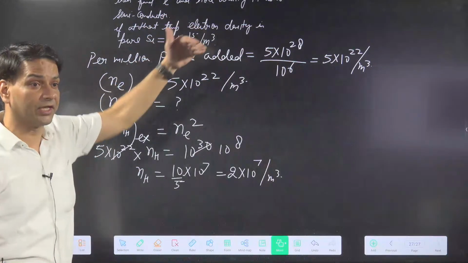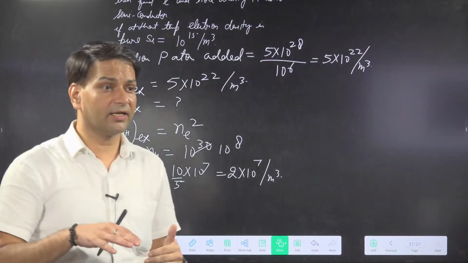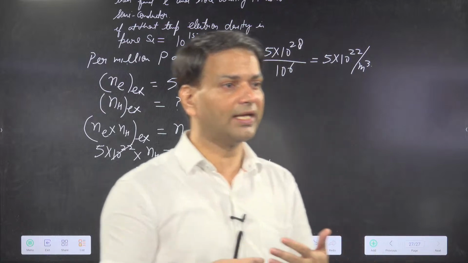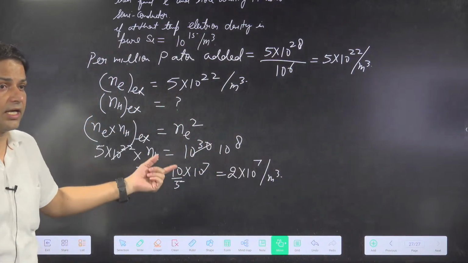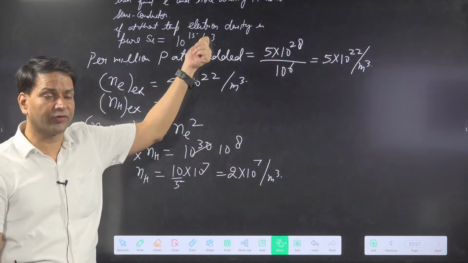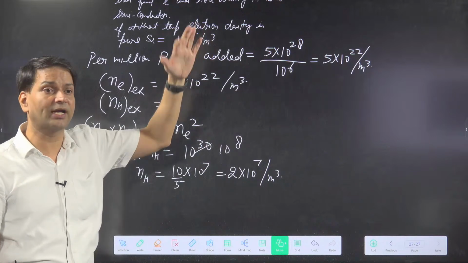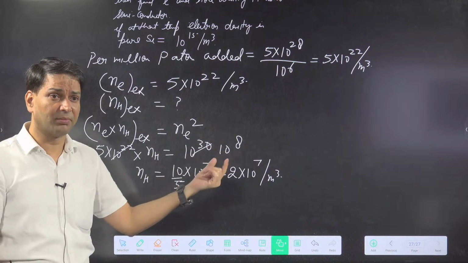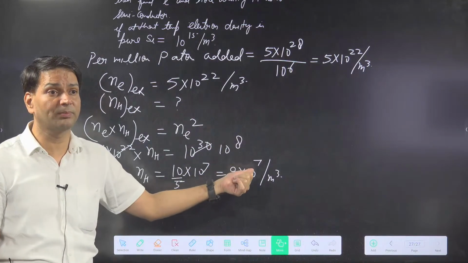Okay. Earlier, before adding, the hole density is 10 to the power 15 per meter cube. But after adding, electron is increasing. But why has the hole decreased? You can see here, before adding, we have 10 to the power 15 per meter cube number of electrons and number of holes. But after adding, electron increases, but hole becomes 2 into 10 to the power 7.